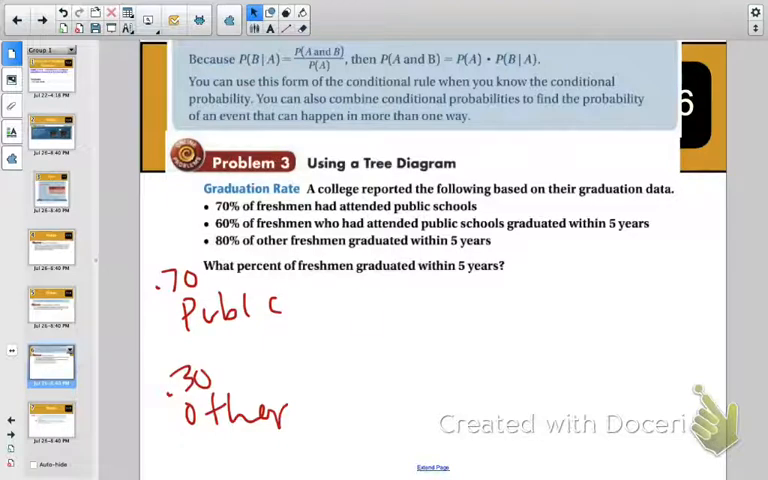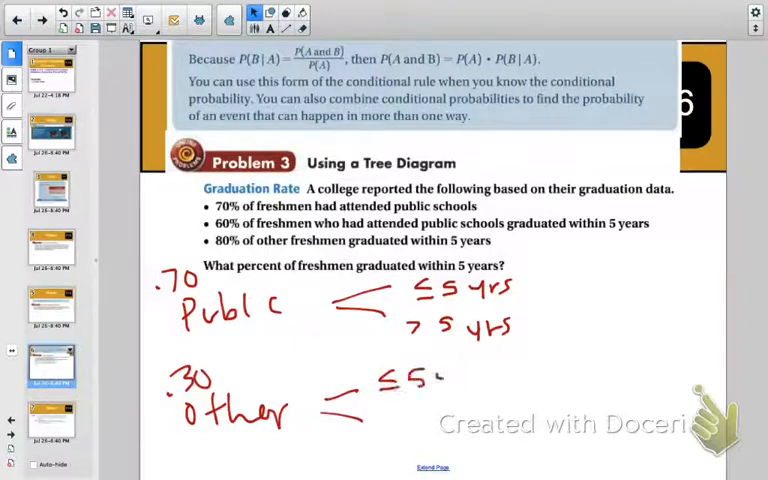And then for your options, we're looking at, did they graduate within 5 years? So I'm going to say less than or equal to 5 years. Or maybe it took longer than 5 years, so greater than 5 years. Or maybe they didn't graduate, so I guess maybe that's not the best label for that, but that's okay. And then the same thing with the other. So within 5 years, or I'm just going to say not within 5 years.